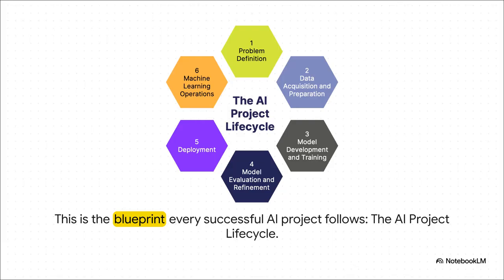And here it is. This whole thing is called the AI Project Lifecycle. You can think of it as the universal instruction manual for turning a concept into actual, functioning artificial intelligence. So come on, let's walk through each of these 6 crucial steps together.